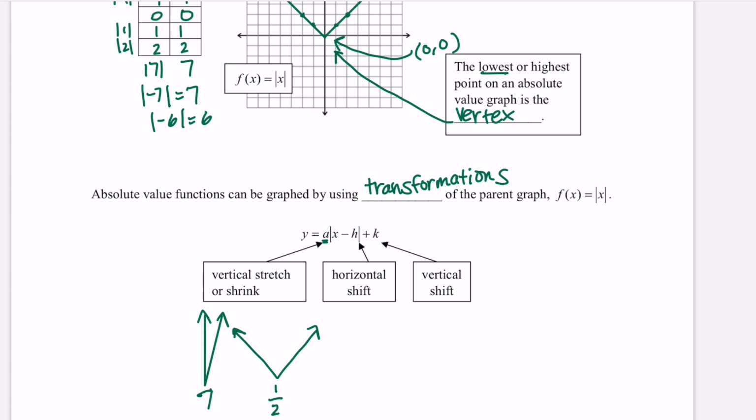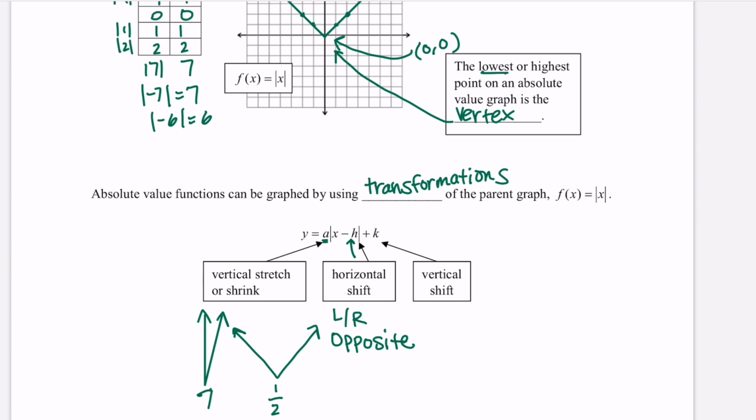The horizontal shift is this number here, and this horizontal h value is going to move it left and right, but it is going to do the opposite of what you think it's going to do.